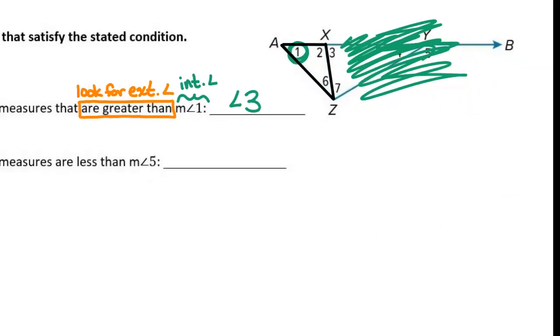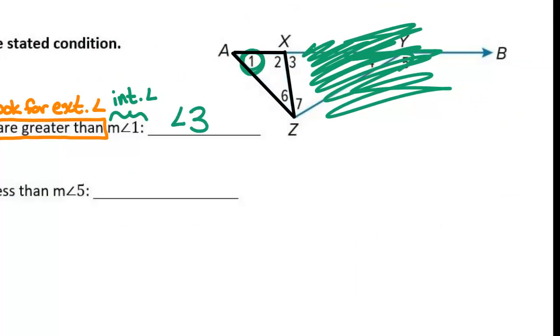Angle 7 is not an exterior angle because to be an exterior angle, you have to extend one of the sides of the triangle out. So angle 7 would have to be all of this to be an exterior angle. Because it wasn't formed by extending the side of a triangle out, it's not an exterior angle. But angle 3 is an exterior angle because that came from extending the top side of the triangle out.